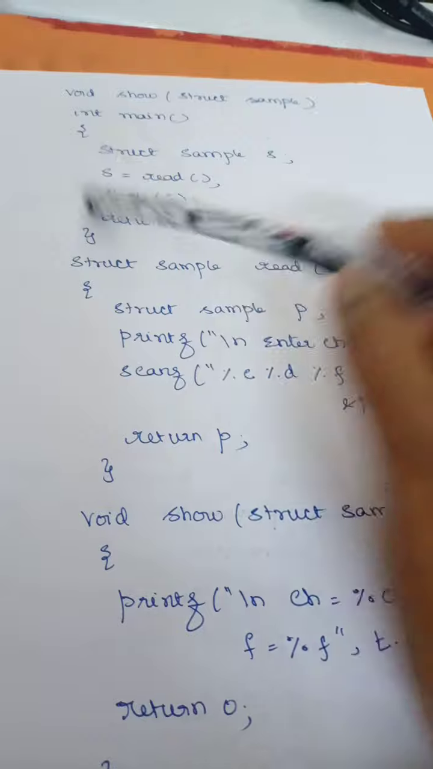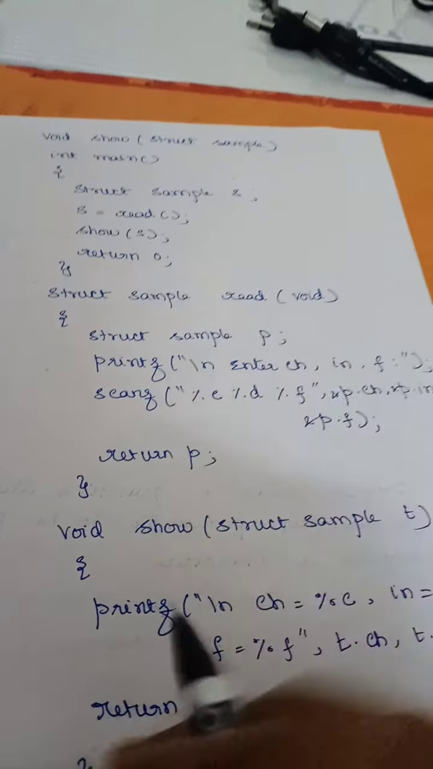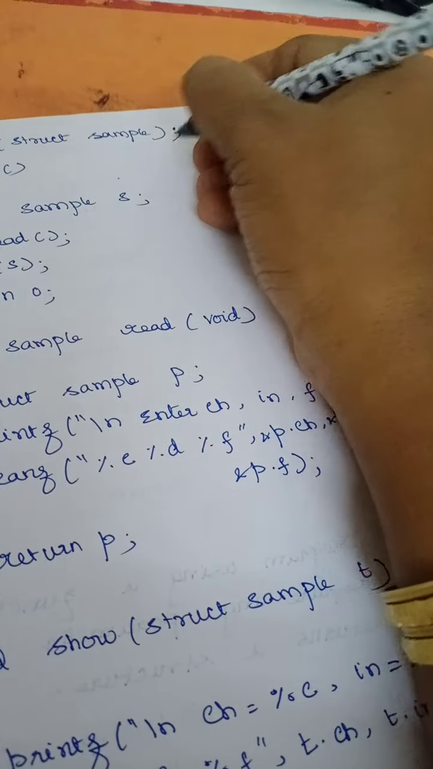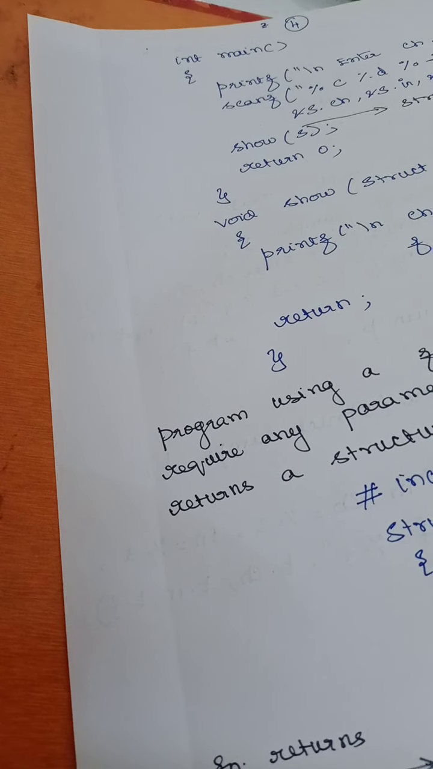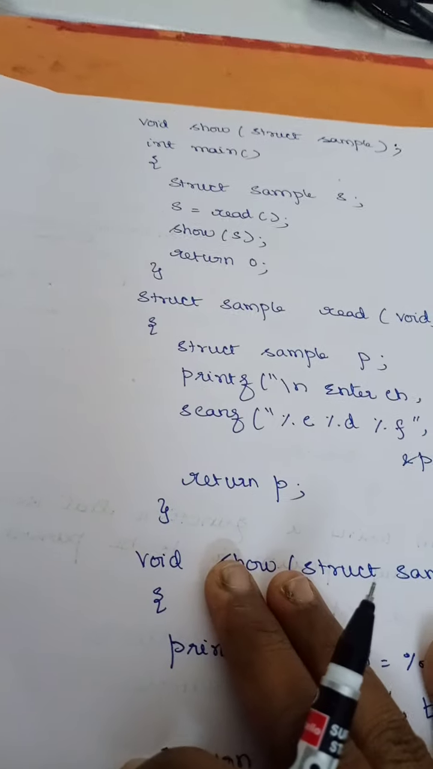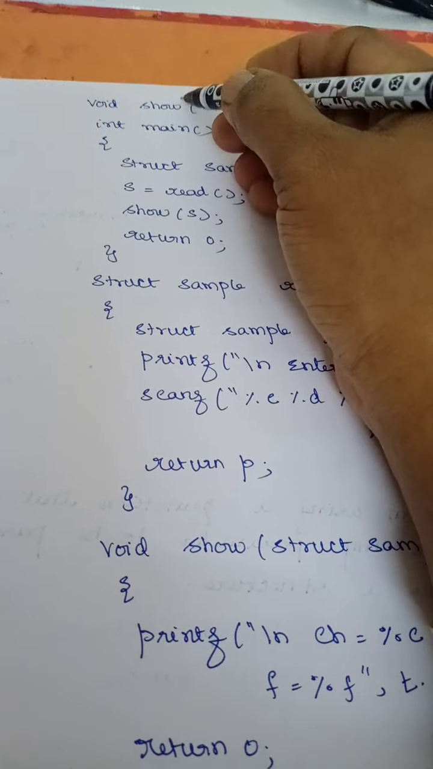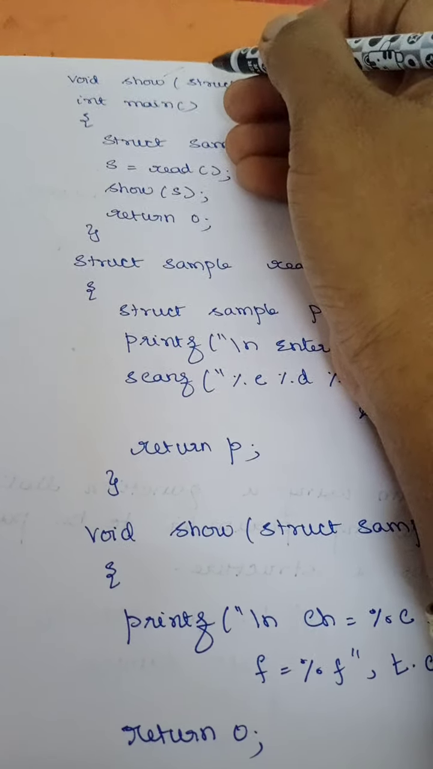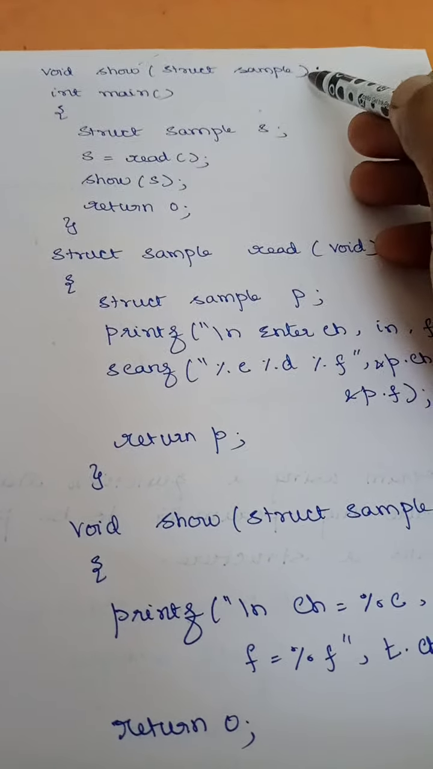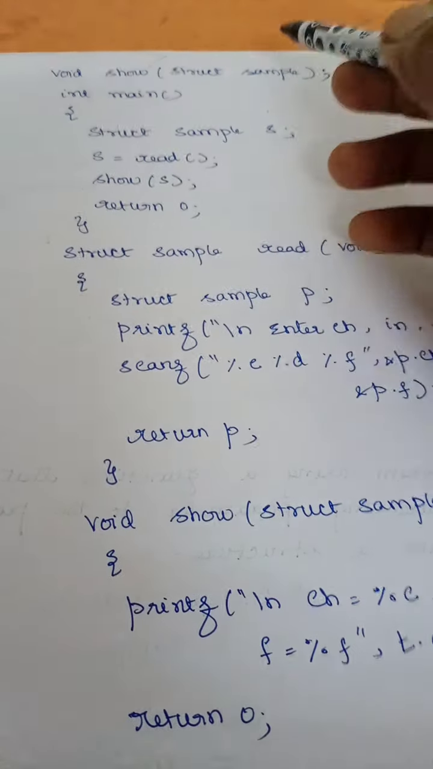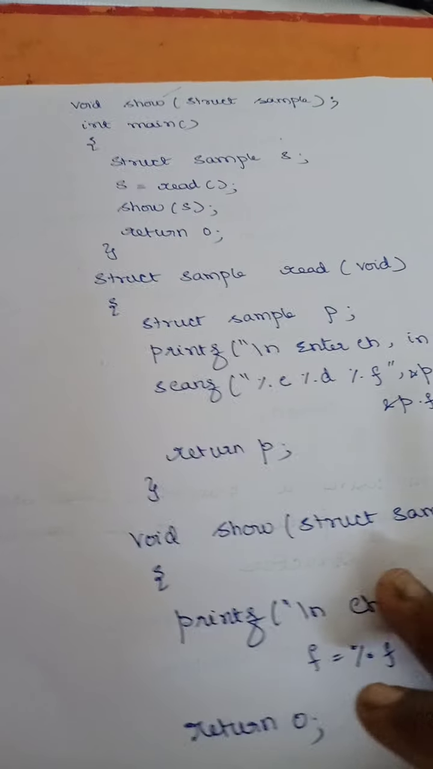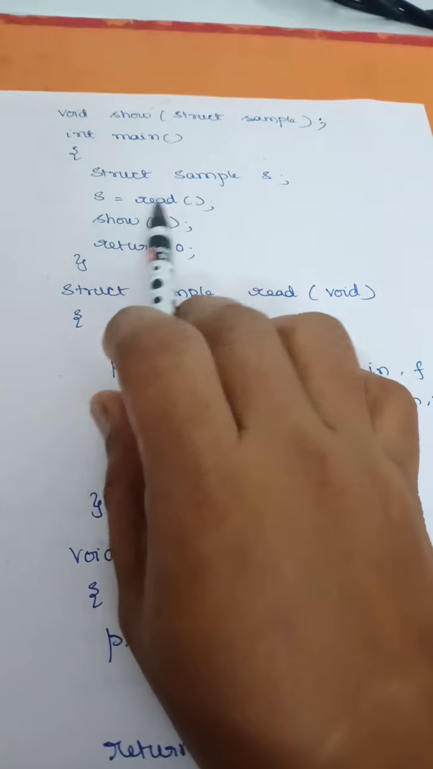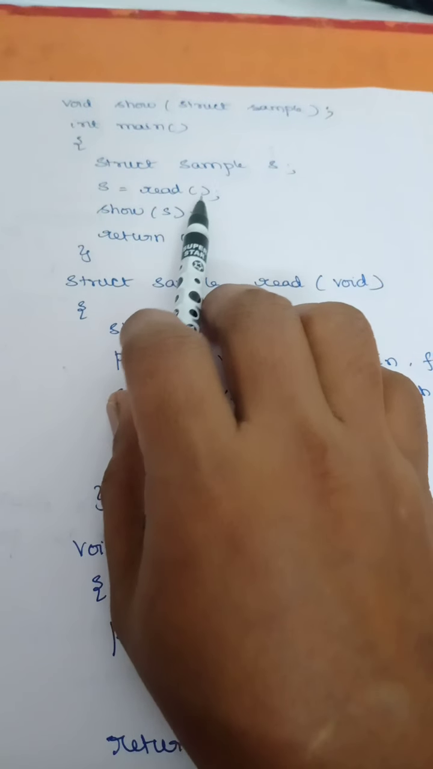Void show. This is just a declaration. One more function I have. This function is our previous function, so void show struct sample. Now int main, here I have declared a variable s. So s is equal to read. I am calling the function read.